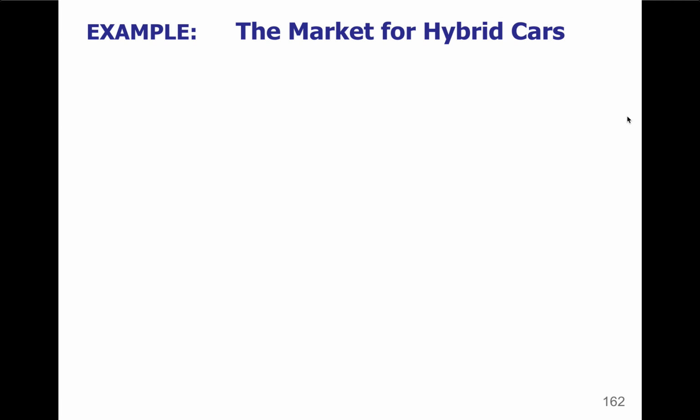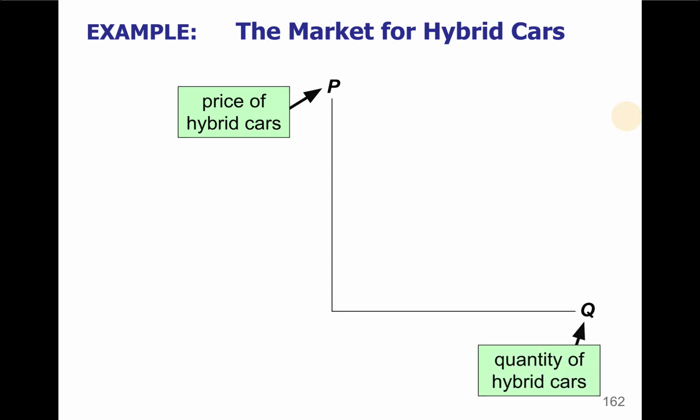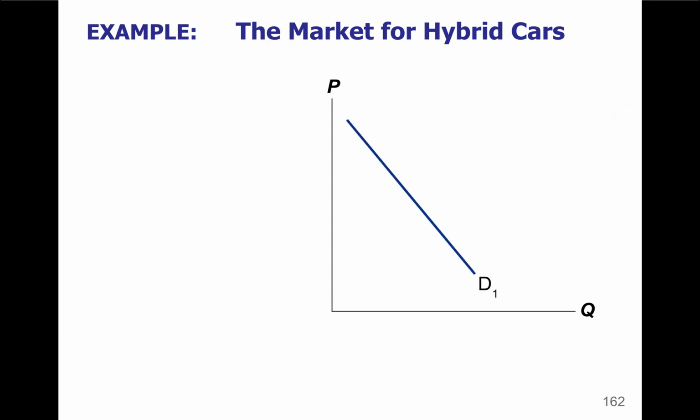So let's do some examples. So here our title is Market for Hybrid Cars. So for hybrid cars, we have our price and quantity. You can use just the letter P and just the letter Q to label your axes if you want. You do have to have a demand line sub 1 and a supply line sub 1, and then we are going to set our equilibrium here at P1 and Q1. So this is a perfectly labeled graph right now.